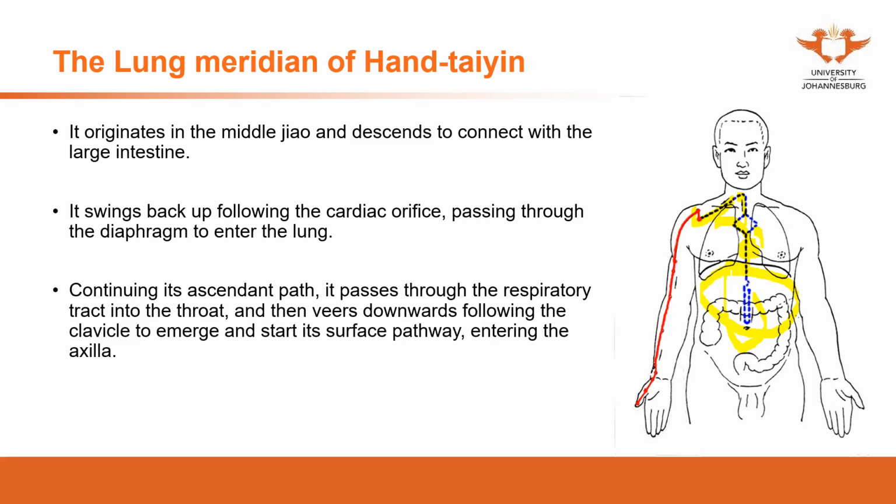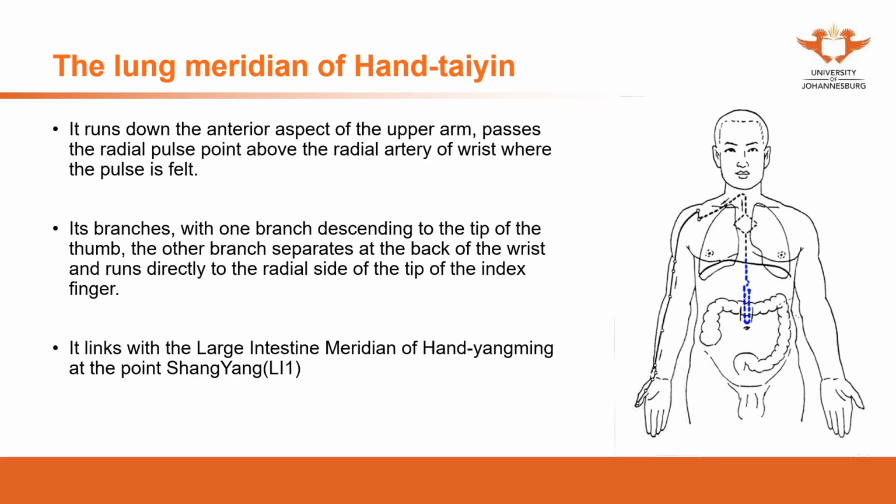And then from the superficial, you travel from the front of the shoulder, the anterior aspect of the upper arm. So you travel from here all the way down to the thumb. That's one branch. The other branch separates from around here. We will show you in the large intestine because it's at the other side of your hand. From this picture, we won't be able to show you.